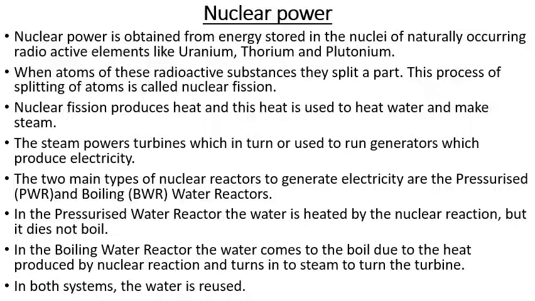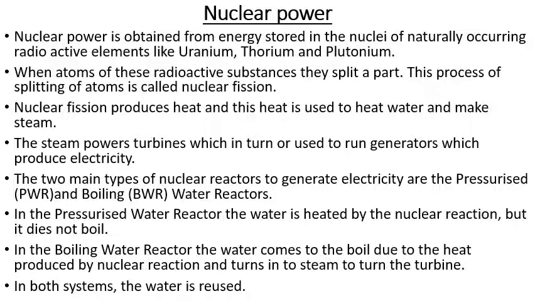The two main types of nuclear reactors used to generate electricity are the pressurized water reactor as well as the boiling water reactor, PWR and BWR. What are the differences between these two reactors which generate electricity from nuclear fission? In the pressurized water reactor, the water is heated by the nuclear reaction, but because the water is pressurized, it does not boil.